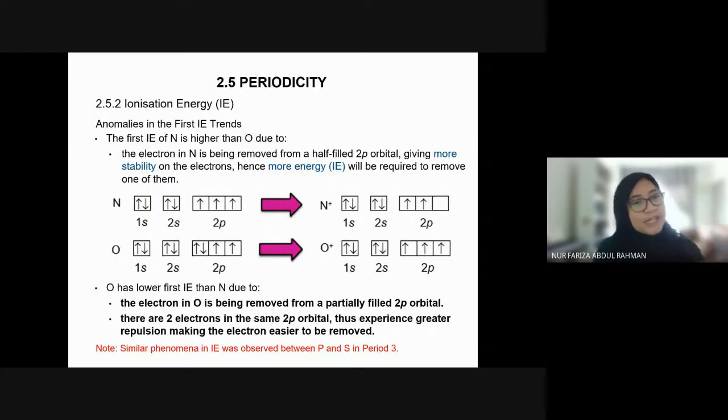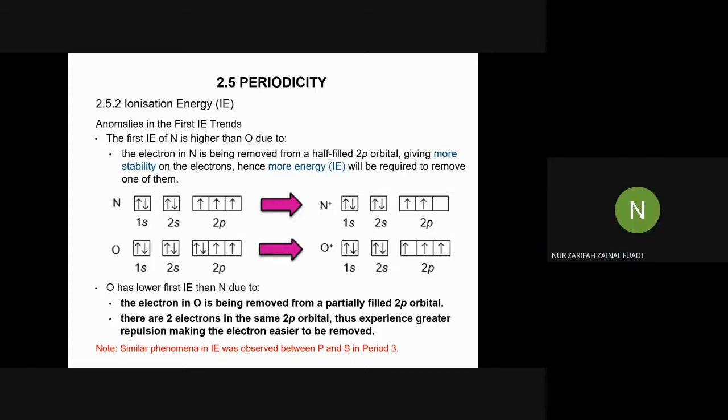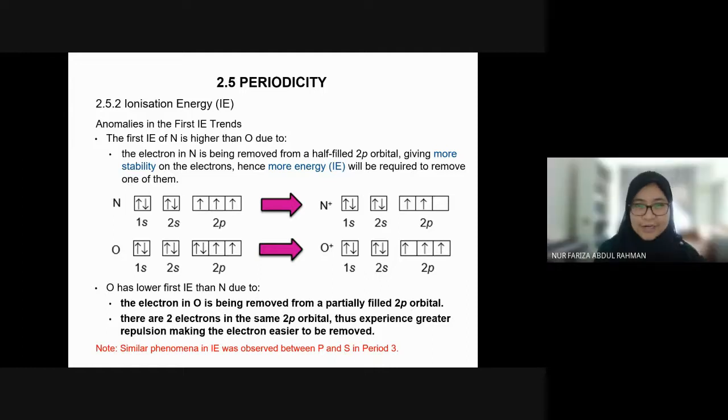Faham ke untuk yang itu? Guys, are you doing okay tadi untuk yang tu? Banyak kali saya tanya, are you doing okay? Okay ke? Okay, madam. Okay, madam. Okay, good. Okay, kalau you faham yang tadi, you patut faham yang ini.